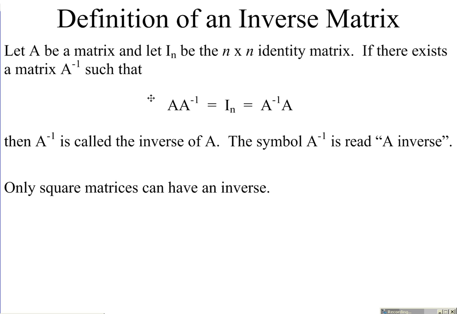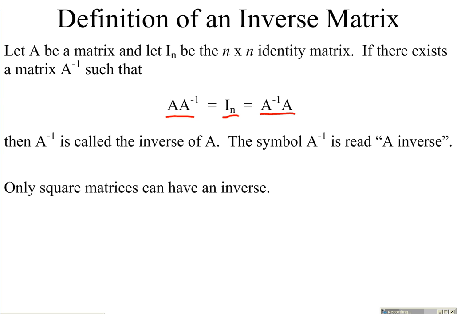A times A to the negative 1, which is not really read as that. That's what the symbol looks like. It's read as A inverse, as you can see down here at the bottom. A to the negative 1 is called the inverse of A. The symbol A to the negative 1 is read as A inverse. If you can take a matrix A, multiply it times A inverse, and you get out the identity matrix, and you can take A inverse and multiply it by A.